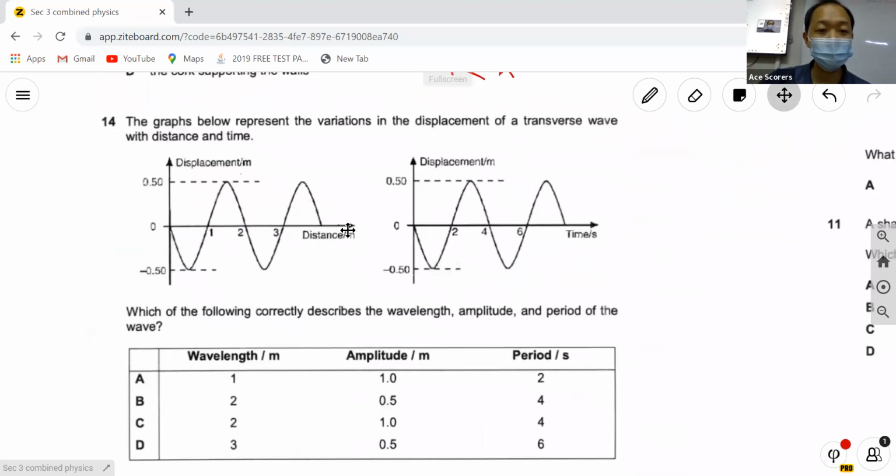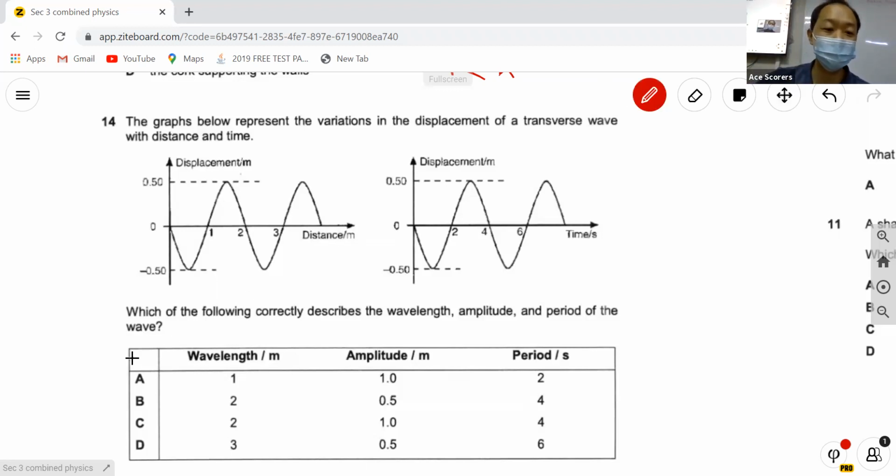The graph represents the radiation and displacement of a transverse wave with distance and time. Which one describes the wavelength, amplitude, and the period? Alrighty. This is our V equals f lambda thing. Yes, Elijah. That chapter. What do you get for this? 14. A is wrong. B is correct.